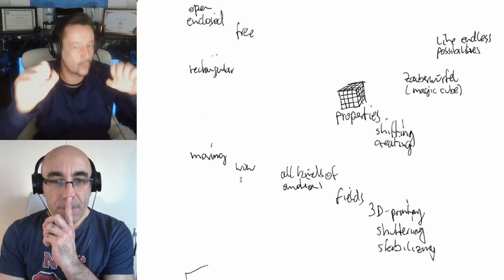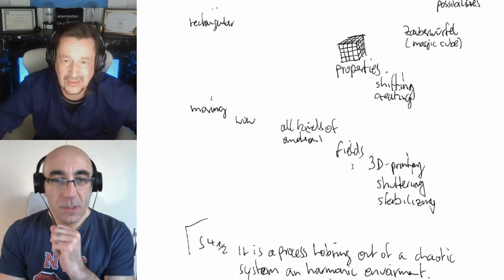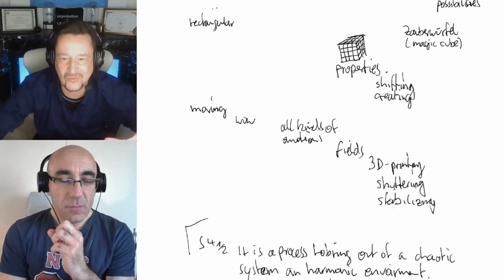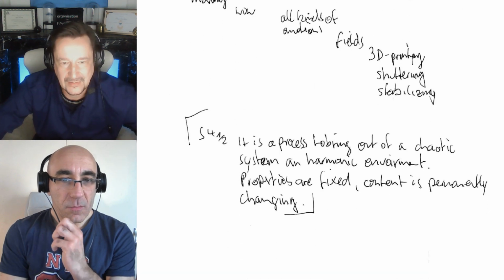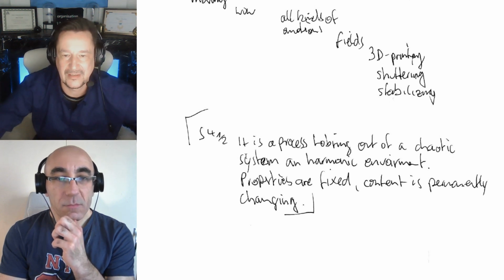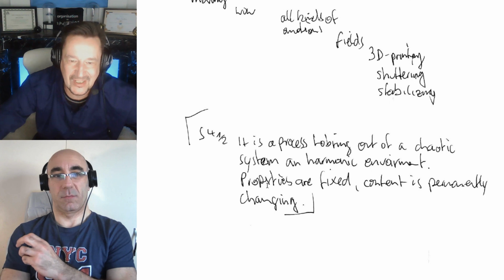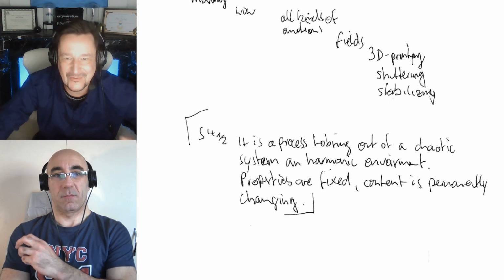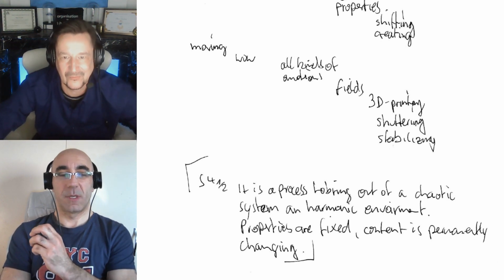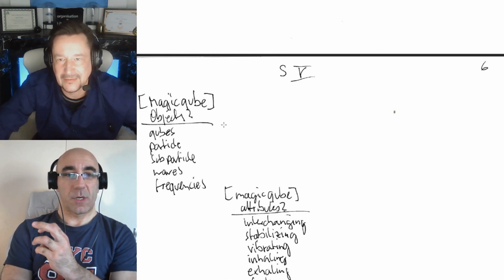For me, it was only like, wow. All kinds of emotions I felt inside. I could touch kinds of fields. It was about 3D printing, shadowing, stabilizing. It's 4.5. It is a process to bring out of a chaotic system a harmonic environment. Properties are fixed, content is permanently changing. Again, these cubes are all in between in action, moving and changing, a complete whole system of creating the 3D world. I wanted to know more about this magic cube, what I had here, and I made this.